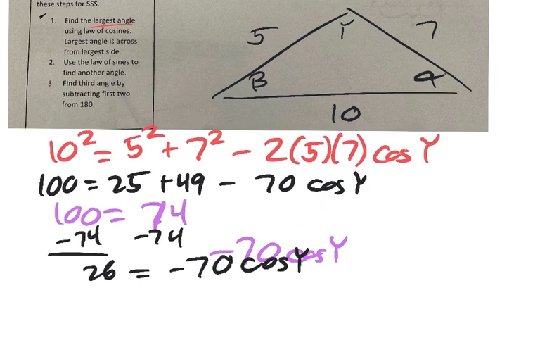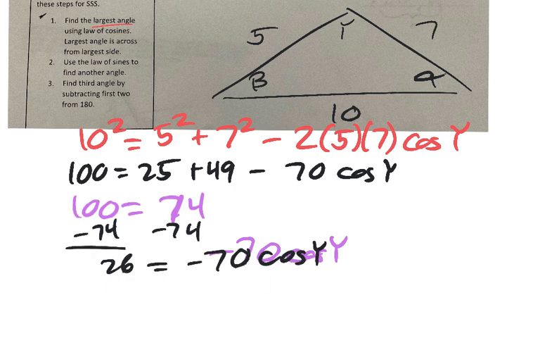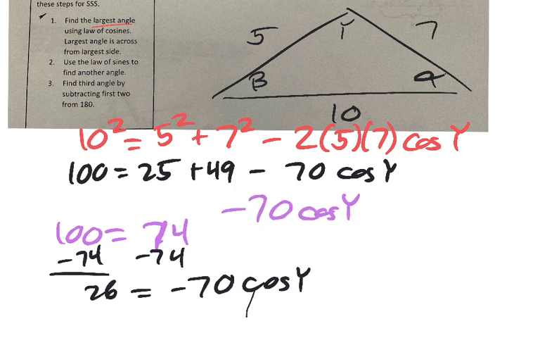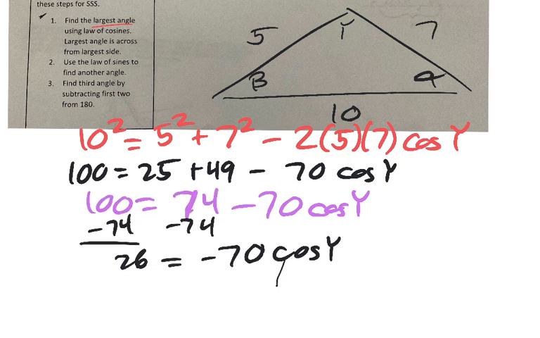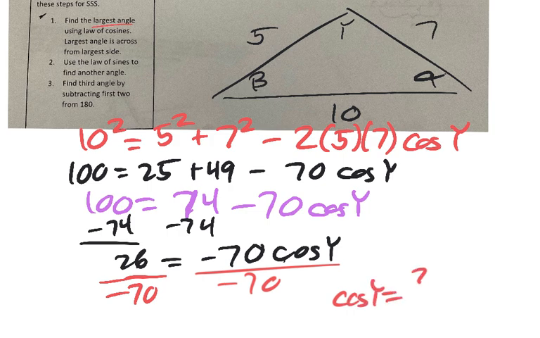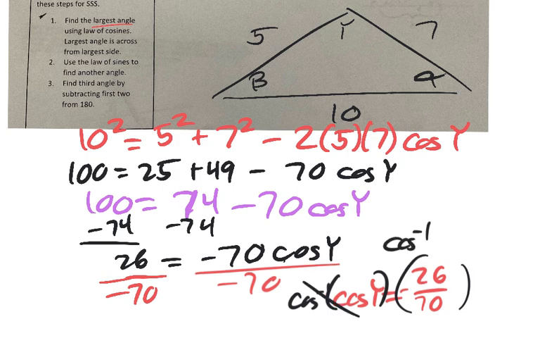And then we would divide by negative 70. So I would get cosine of gamma equals 26 over negative 70. I don't really care what that is. But now to find gamma, I have to take an inverse cosine of both sides. And because my ratio is negative, I know I'm going to get one in the second quadrant, which means it is going to be an obtuse angle.